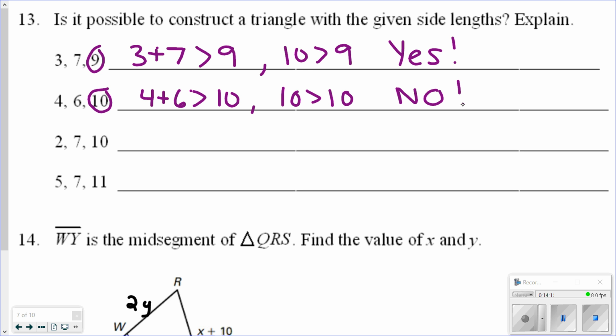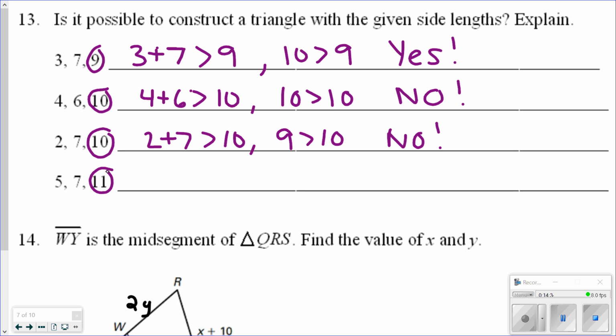2, 7, and 10. 10 would be our largest side length. Is 2 plus 7 greater than 10? So 2 plus 7 is 9. Is 9 greater than 10? No, it is not. So this would not create a triangle. Finally, our largest side length would be 11 on this triangle. Is 5 plus 7 greater than 11? Yes, it is. And so this would work.